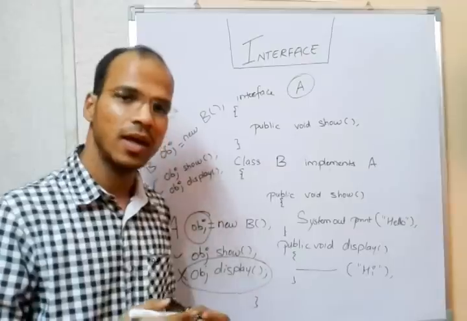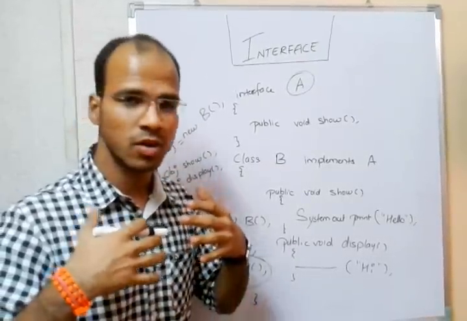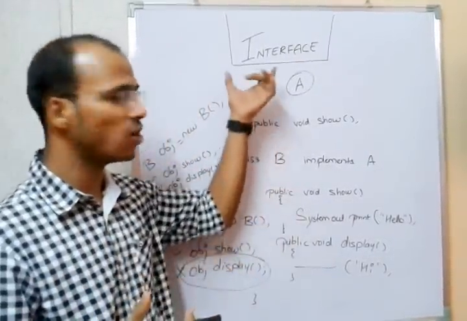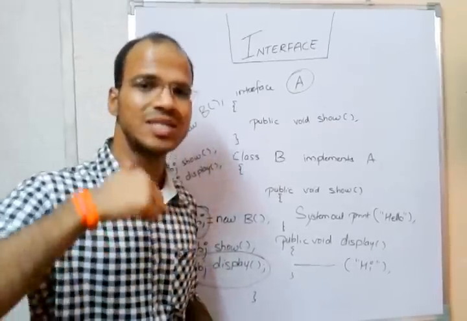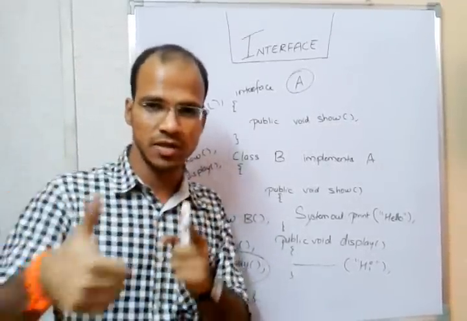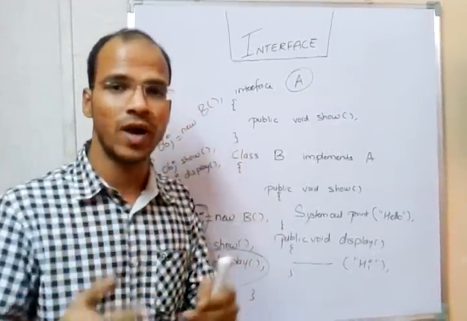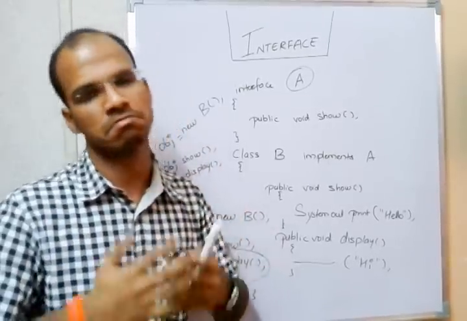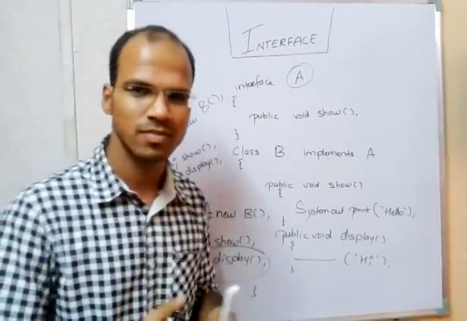And this is why interfaces are largely used, and this is the importance of interfaces. First, an interface helps you use multiple inheritance in Java, and second, it provides you security, right? This is interface. Thank you. That's it.